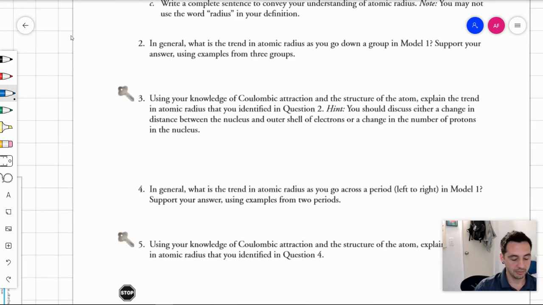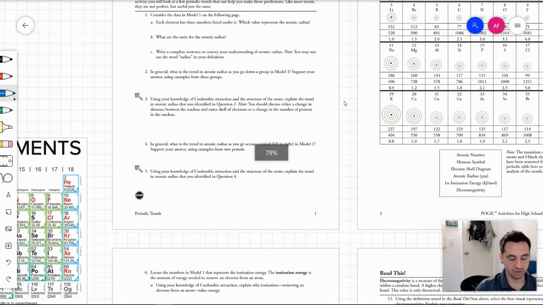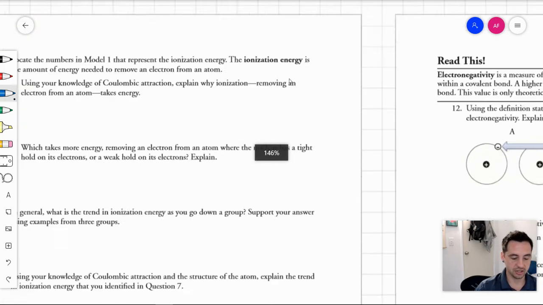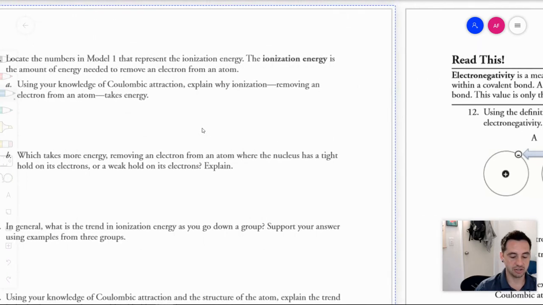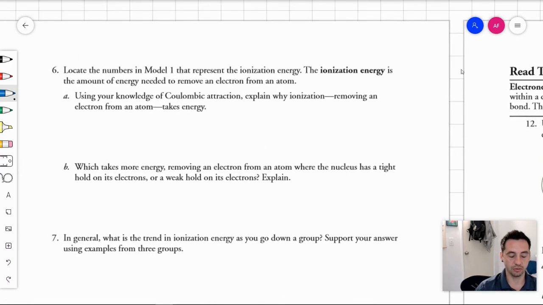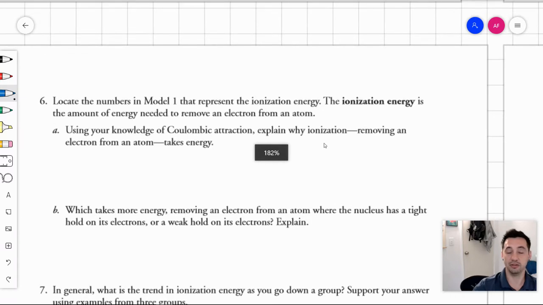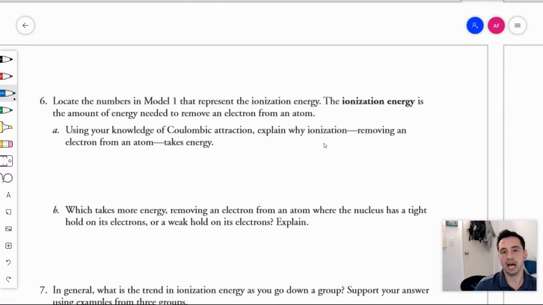Okay, the second one is we're going to talk about ionization energy first. So ionization energy. Ionization energy is the energy required to remove an electron. So if we want to take an electron from an atom, how much energy is required? If you think about it, protons and electrons, they're attracted to one another, they're stuck together. It's going to require a certain amount of energy to pull it off. Okay, and that amount of energy to pull it off, we call that ionization energy.